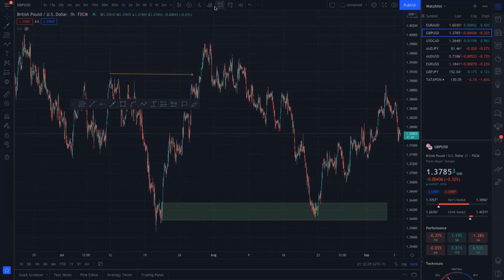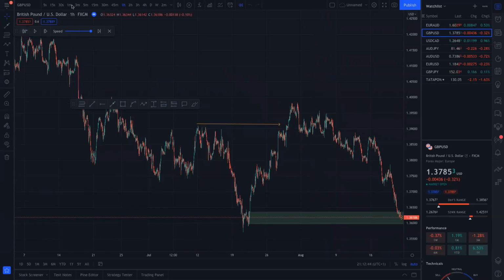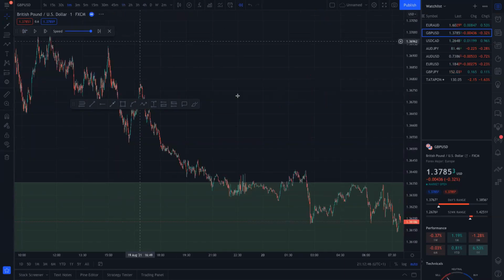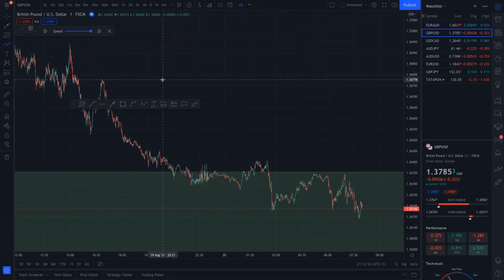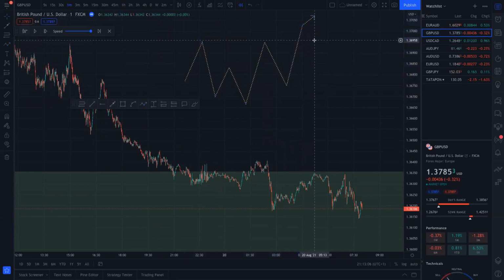So for example, in this example, I will just replay from here. When the price hits, you go to the 1 minute. You want to see something like this. The price is coming down like this. You want to see 1 break of structure and 2 breaks of structure. This is what you want to see.